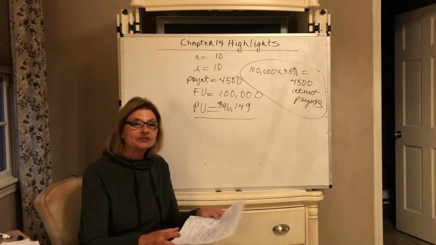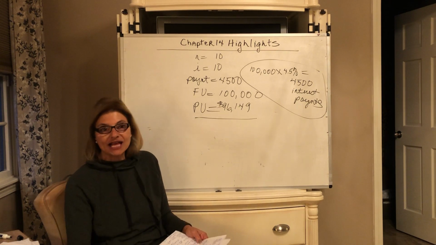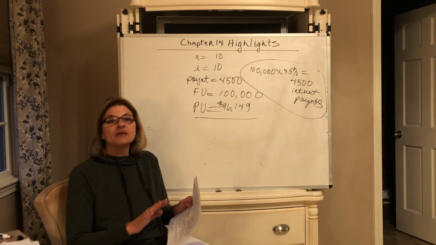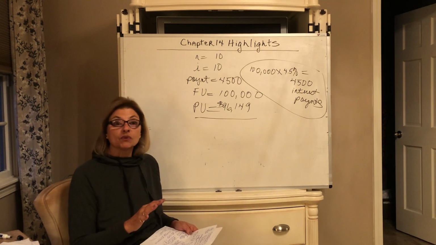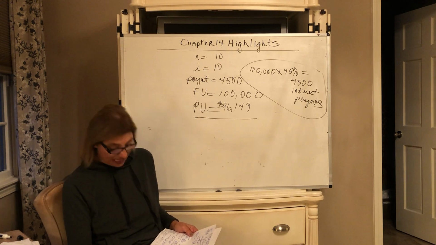You come to the end of the term, you just pay off the bond. Debit bonds payable, credit cash for the face amount. You're done. Everything, whether discount or premium, has been totally amortized. But, of course, that's not what always happens.